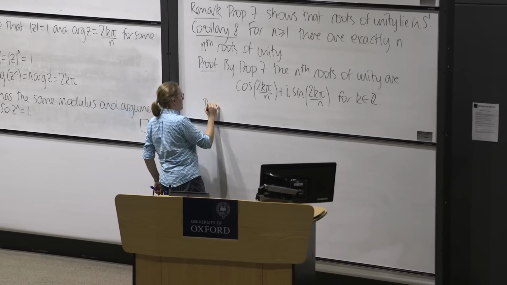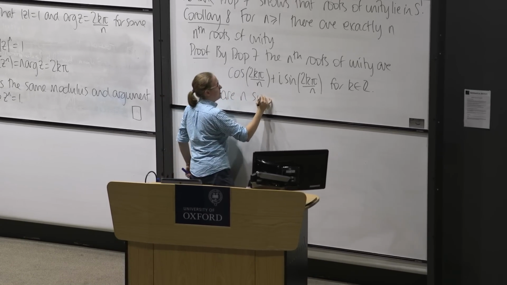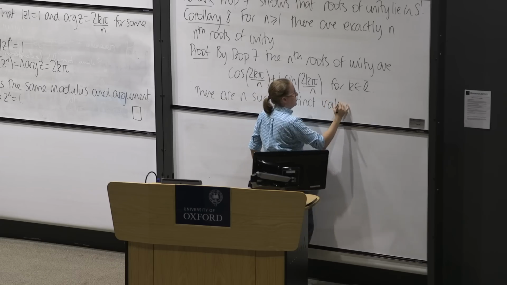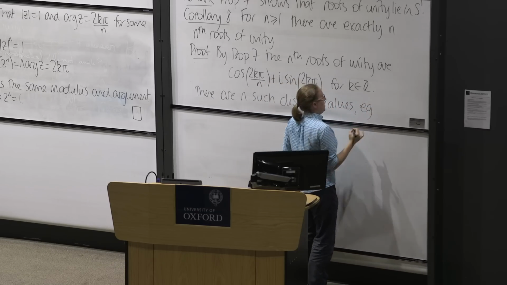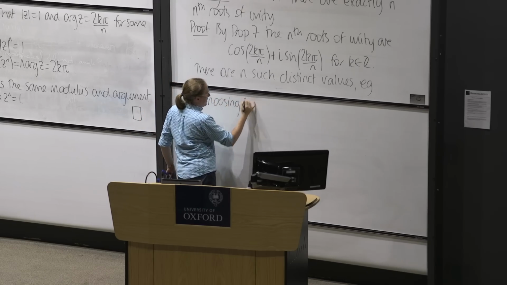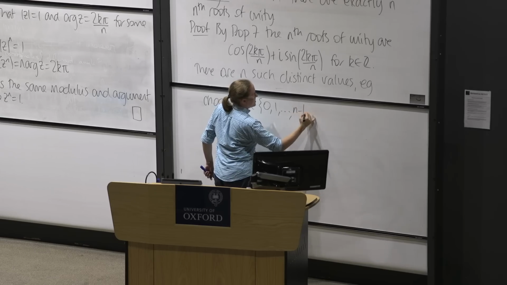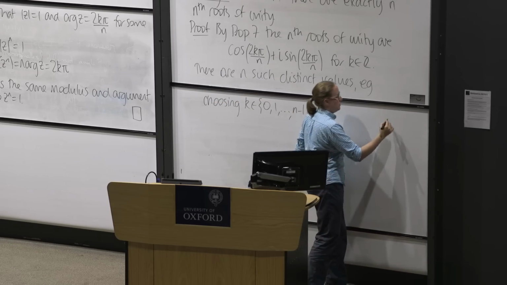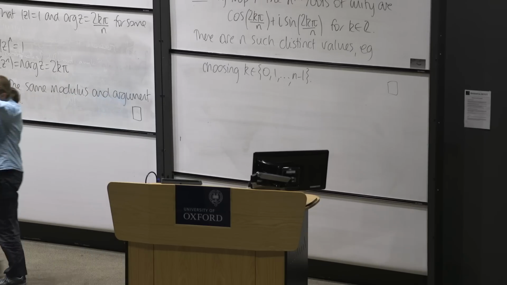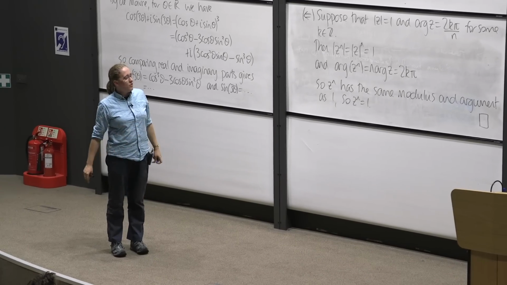So there are n such distinct values, e.g. we could choose k to come from 0, 1, up to n minus 1. So that was a handy consequence. It's good to know not only where the nth roots of unity are, but that we've got n nth roots of unity. That's a good thing to know.